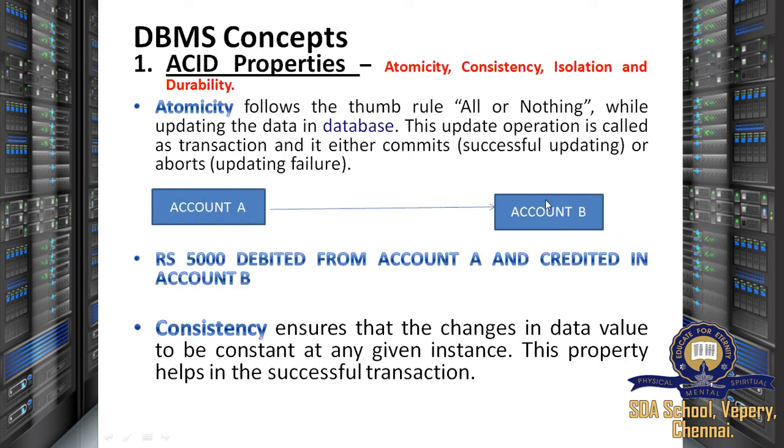If it is credited in account B, then it is called successful updating. Transaction is successful. Sometimes from account A, money will be debited to account B, but account B will not be credited. That is called failure in updating. That is called aborting the transaction. So atomicity in DBMS follows whether data is successfully updated or data is not successfully updated.